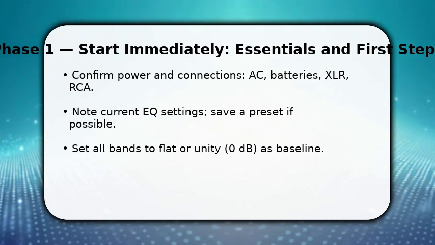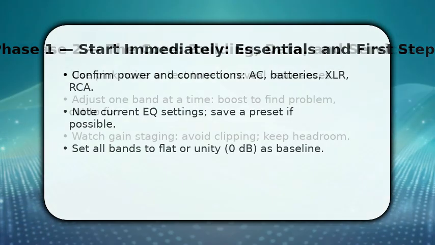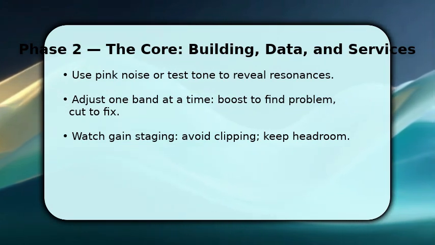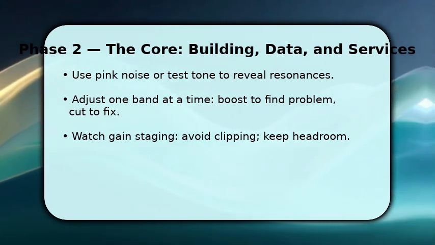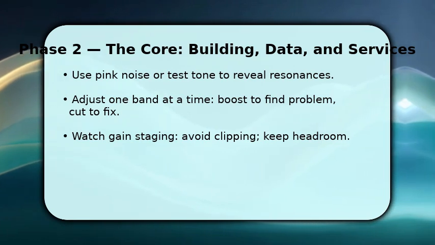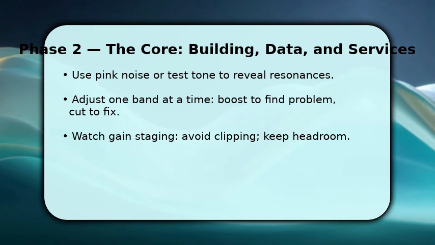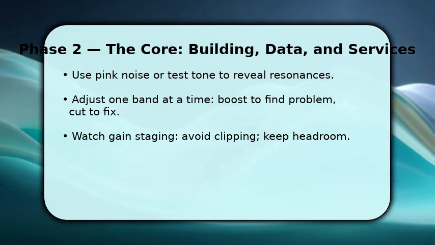You move from baseline to active diagnosis by playing pink noise or a calibrated test tone through the system. This exposes peaks and nulls. Once you identify a problem frequency, briefly boost that band to localize the issue, then reduce it appropriately. Cutting fixes resonances without adding noise.